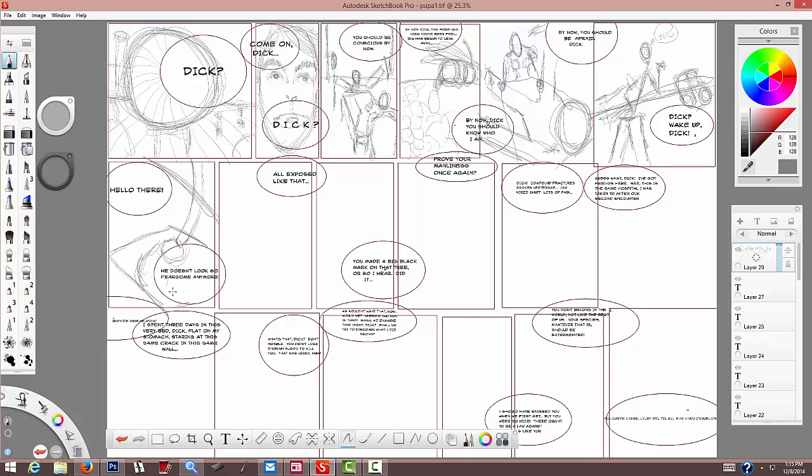So I'm going to kind of draw a tubular thing here, and I think most people have a vague idea of what a penis looks like. So if you don't, well, look it up on Google, and they'll probably give you a picture, a drawing. In any case, there's Jennifer. Hello there. He doesn't look so fearsome anymore. All exposed like that.